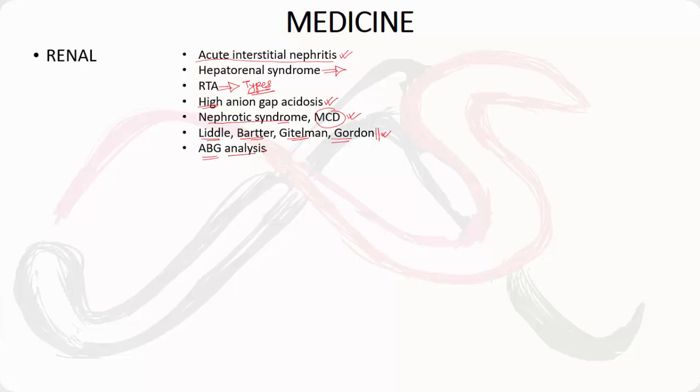ABG analysis, the analysis of the arterial blood gas. You may be given a scenario with particular values of PCO2 and the bicarbonate levels, and you'll have to make a diagnosis on what kind of acidosis or alkalosis the patient is in.